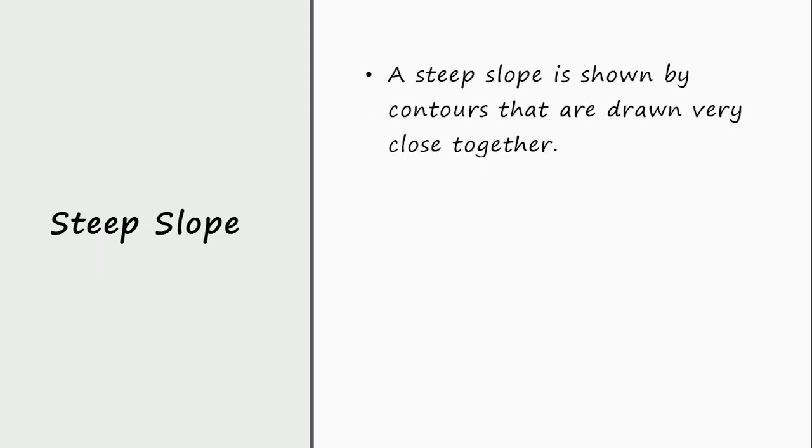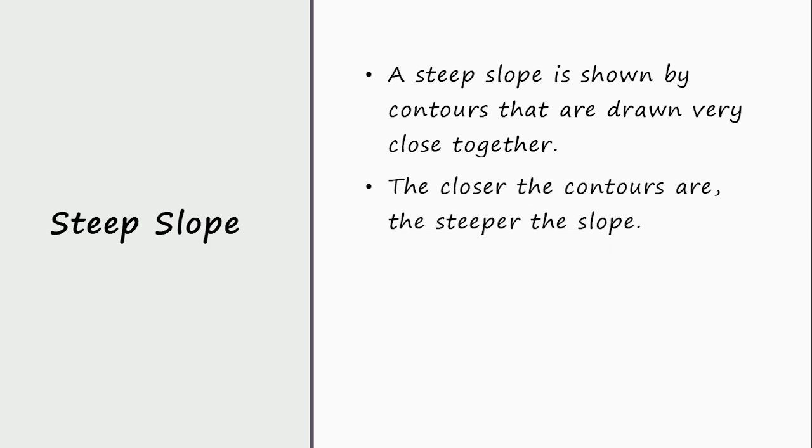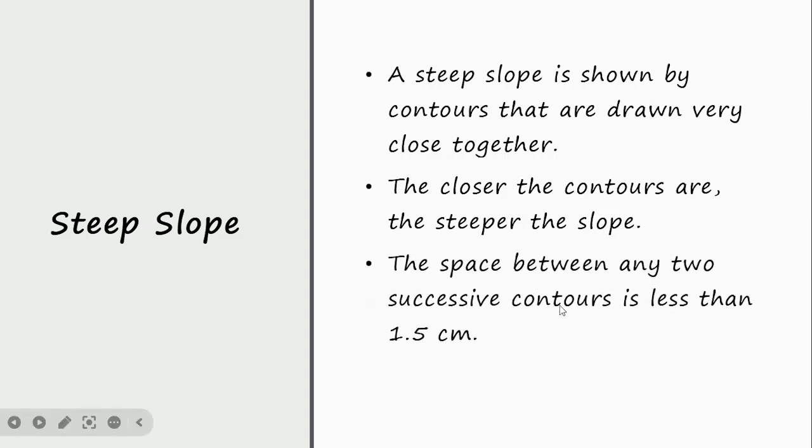Moving on, let's see the steep slope. A steep slope is shown by contours that are drawn very close to one another, or very close together. The closer the contours are, the steeper the slope. When the contours get very close, it means that the slope is very steep, and when they are a little bit farther apart from each other, it means the slope is a little less steep than the one where the contours are closer to one another. The space between any two successive contours is less than 1.5 centimeters.